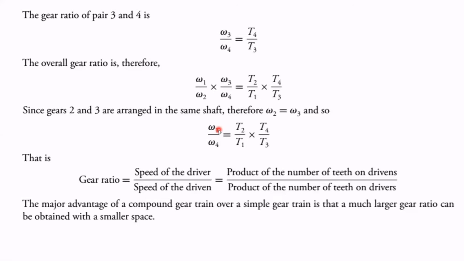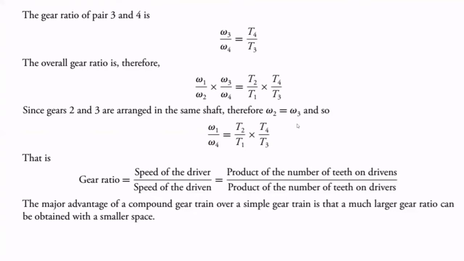Omega 1 is the velocity of the driver, omega 4 is the velocity of the driven, meaning first gear and last gear. Here the velocity ratio depends on the teeth on the driver, driven and the intermediate gears. Here you can see T2 by T3, meaning the teeth on the second gear and the teeth on the third gear, the intermediate gears.